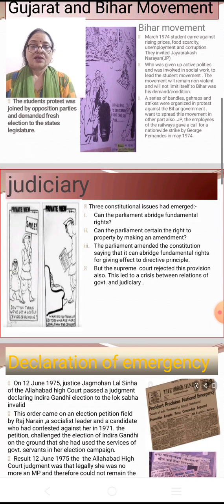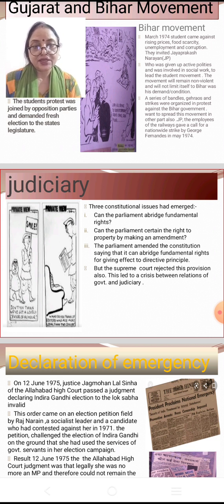There were also a lot of conflicts between the judiciary and the government. For example, can the parliament abridge fundamental rights? Can the parliament curtail the right to property by making an amendment? The parliament amended the constitution saying that it can abridge fundamental rights for giving effect to the directive principles. But the Supreme Court rejected this provision. So there were many issues between the government and the judiciary.